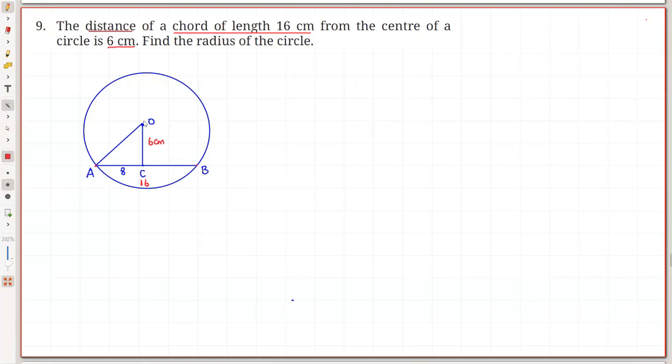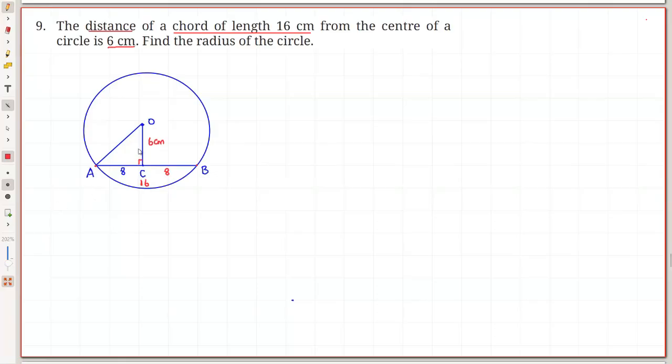We know that, consider OC is a perpendicular. If the perpendicular is drawn from the center to the chord, it bisects the chord. Bisect means dividing into two equal halves. So total is given as 16, so I can take half of 16, which is 8, and this is also 8. They are asking what is the length of the radius of the circle. So OA I have to find out.